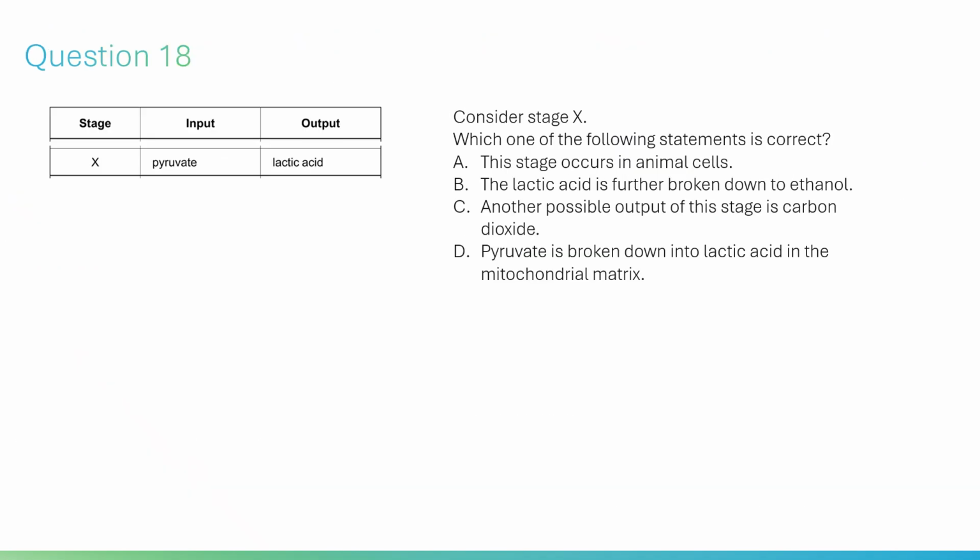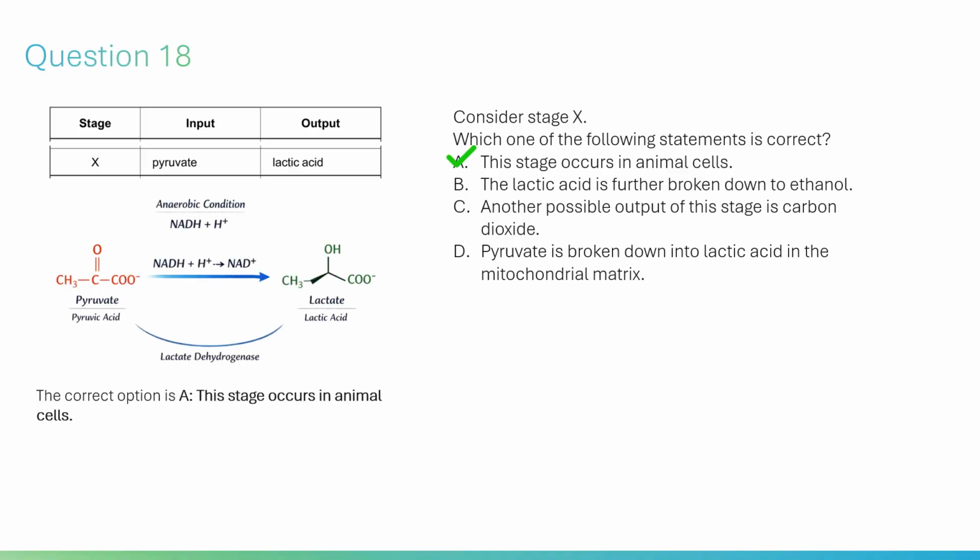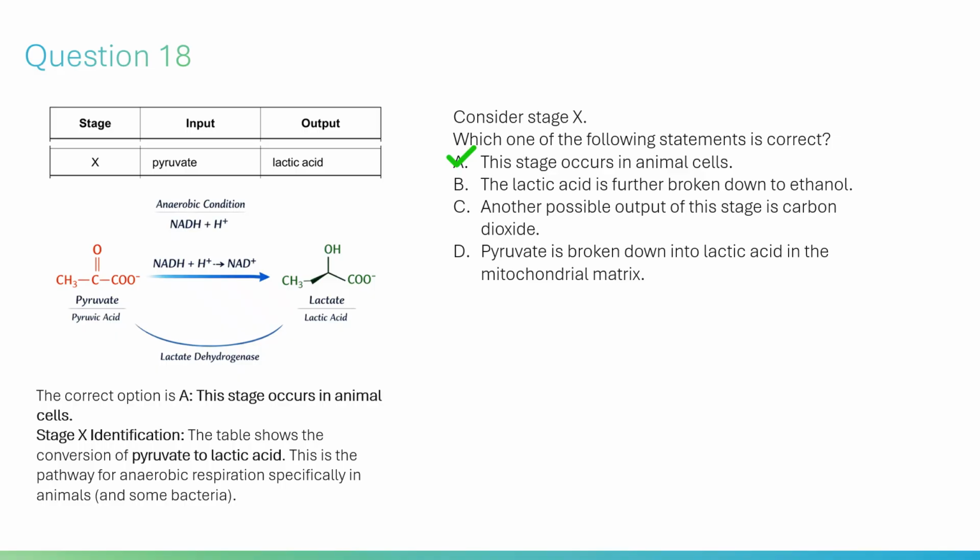The correct option is A. This stage occurs in animal cells. Logical justification. Stage X identification. The table shows the conversion of pyruvate to lactic acid. This is the pathway for anaerobic respiration specifically in animals and some bacteria.